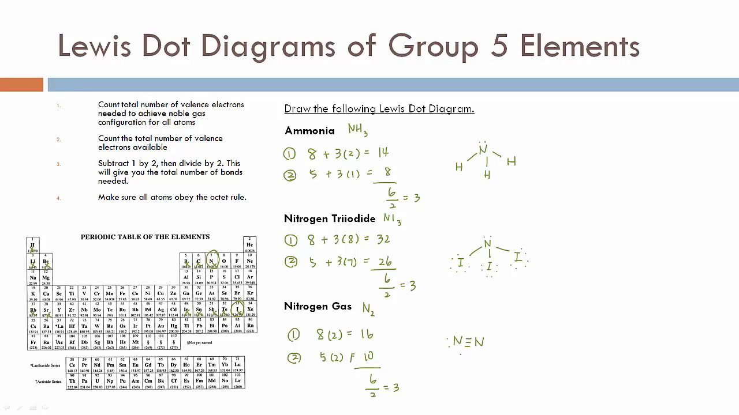Now the nitrogen on the left-hand side has satisfied the octet rule. You could do the same for the nitrogen on the right side and just add 2 electrons. So this right here, because both nitrogens have satisfied the octet rule, you've drawn the Lewis dot diagram for nitrogen gas.